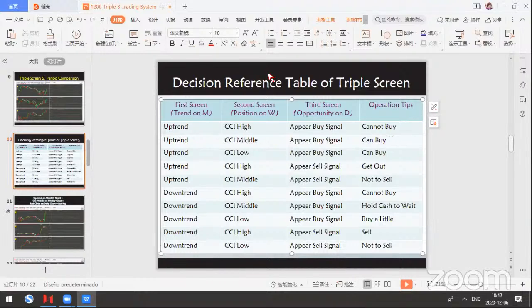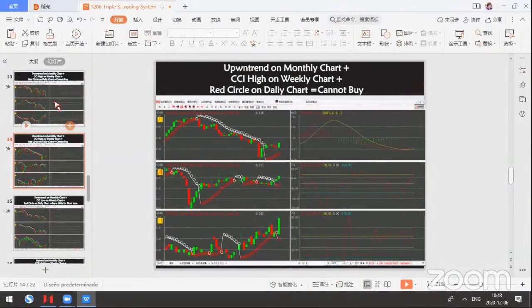Okay. Still have a question? CCI middle. Oh, you mean the middle position? Yes. Between the blue and the yellow lines, we see it is in the middle position. Okay. If below -100, then it means low position. And if above the yellow line, above 100, then we see it is in the high position. Okay. Then we see more shares.